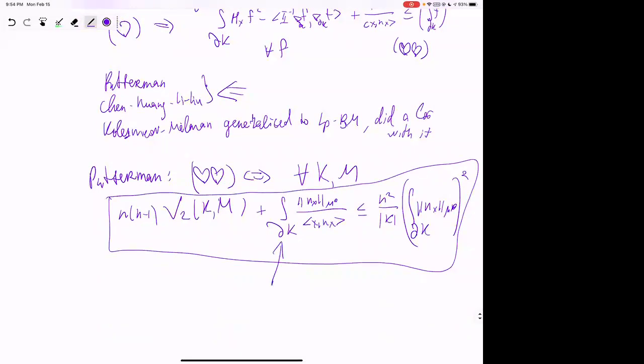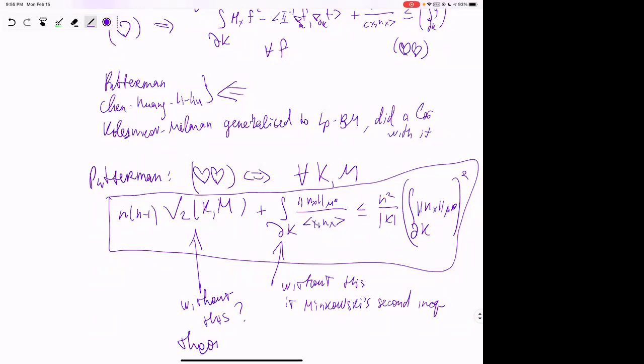And without this guy, it is something that's called Minkowski's second inequality. So it is known. And what Sasha and I did, we said, okay, what happens without this guy? And we found that it is also true without this guy. That is our theorem 1.